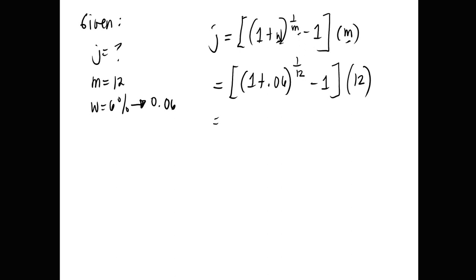Okay. So, unahin po muna natin yung nasa loob ng bracket. Yan. So, isa-isahin natin ha. Step by step tayo. So, 1 plus 0.06, of course, that is 1.06.